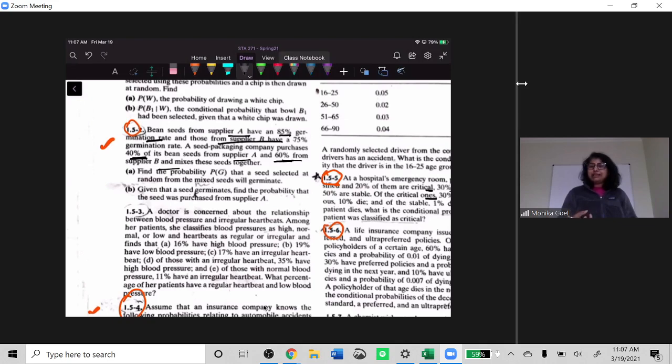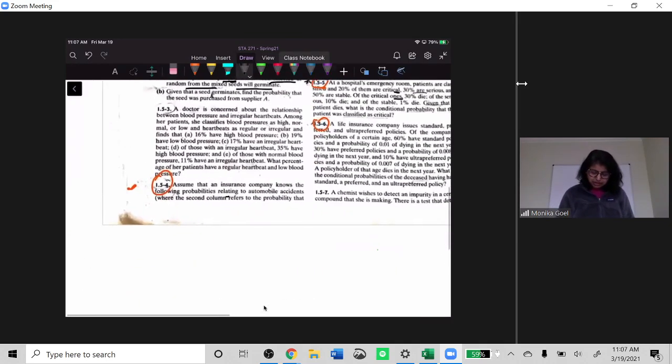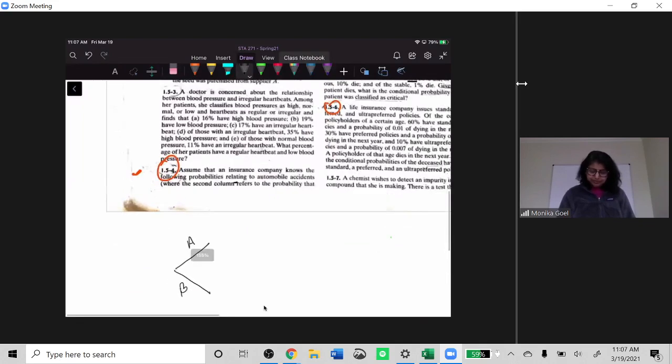So supplier A seed has an 85% germination rate. So out of 100, 85 of the seeds will germinate, and supplier B has a 75% germination rate. So this is what is given to us here. In part A, they're saying find the probability of G, that a seed selected at random from the mixed seeds will germinate. So in the background, they said that there are two suppliers, A and B. So let's write it here. There are two suppliers, supplier A and supplier B.